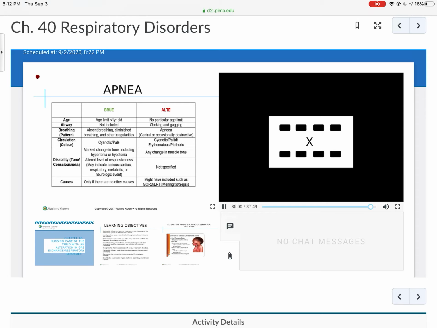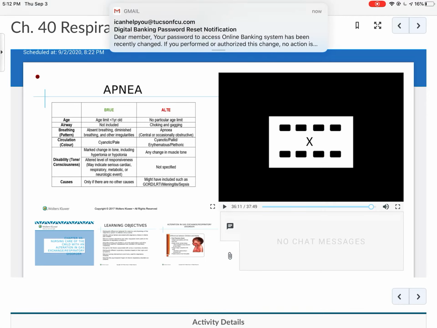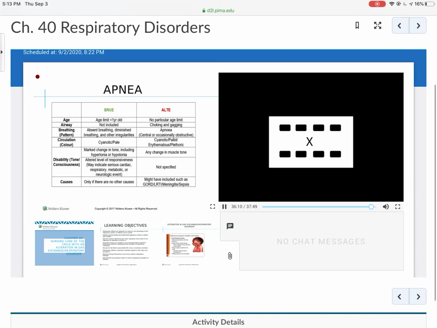Sometimes it can be GERD, it can be meningitis, sepsis. Really, we're going to do a full workup. So you can call it whatever you want. Somebody said that BRUE is the term they use on the boards. I don't know that for sure because I haven't taken them. But basically, if a parent comes in and says, I was feeding my baby and she started choking and I had to start CPR or do something to get her to breathe again, we're going to believe them. And what will happen is they'll do a whole workup on this child to make sure there's nothing going on with them.